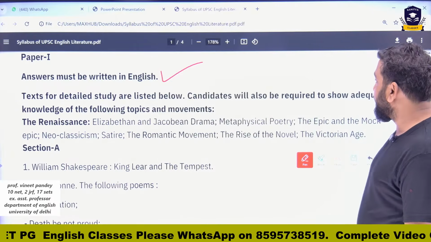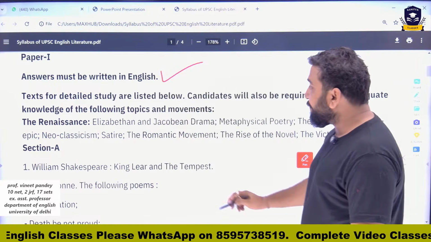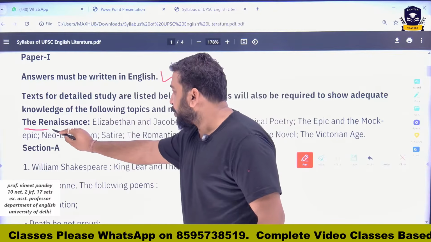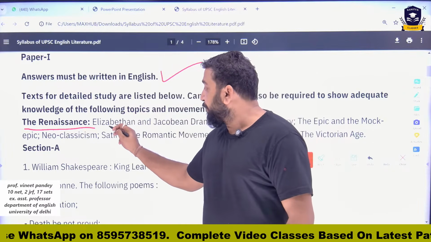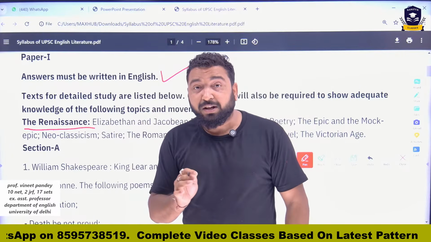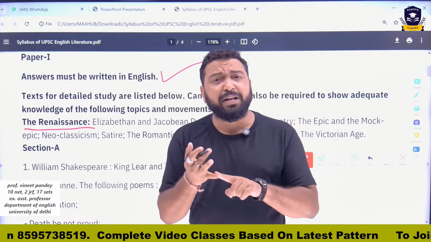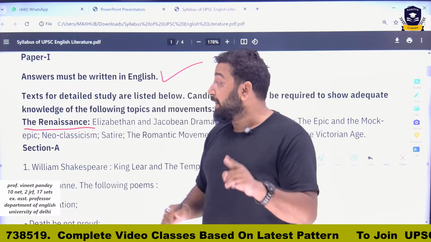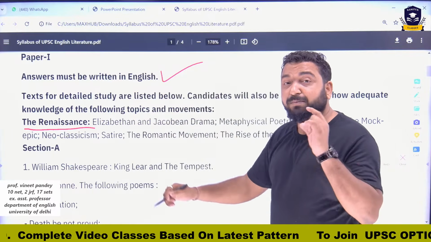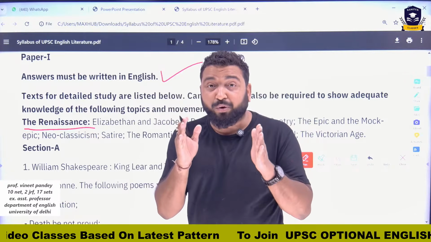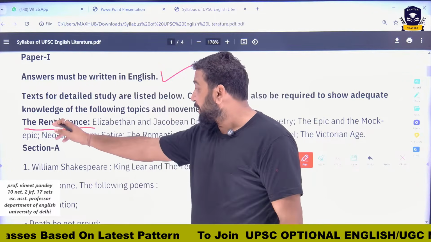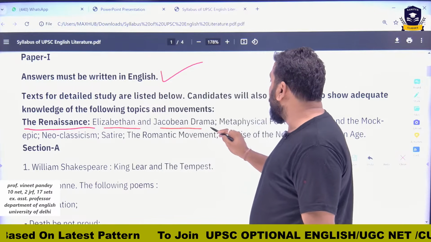Now see these important things. They have darkened this point, the Renaissance. So you have to read early Elizabethans, because before Elizabethan they are mentioning the Renaissance. The Renaissance period starts around 1485 to 1550. So what did they do? Smartly they just mentioned Renaissance, but technically they want you to read around 80 to 90 years of literature. You have to read this. Then Elizabethan and Jacobean drama.